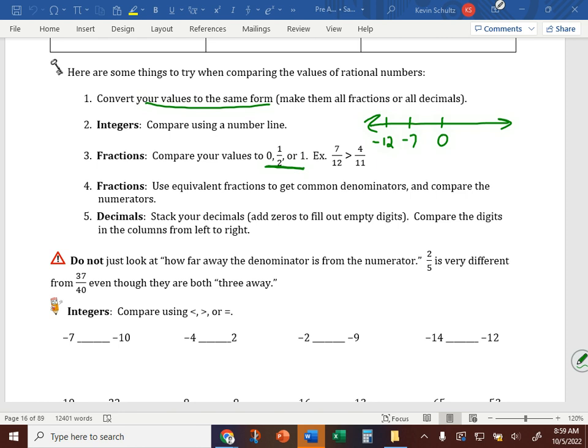Anybody else? Okay. Well, when we compare to 1/2, is 7/12 equal to 1/2? No. And how do you know that?